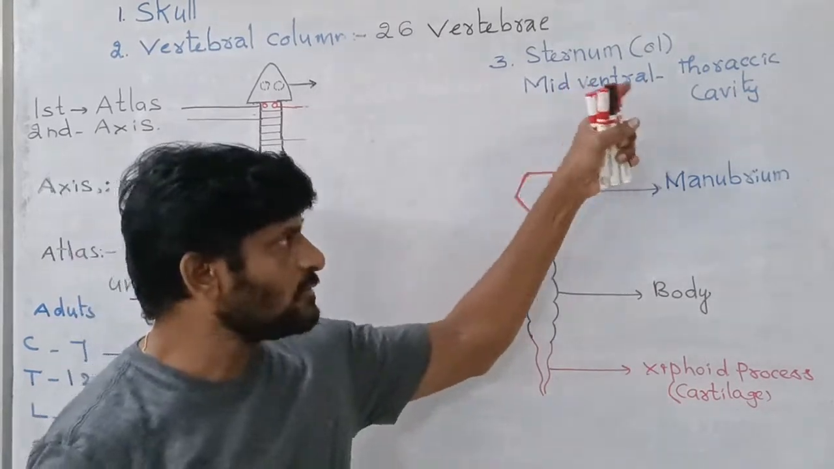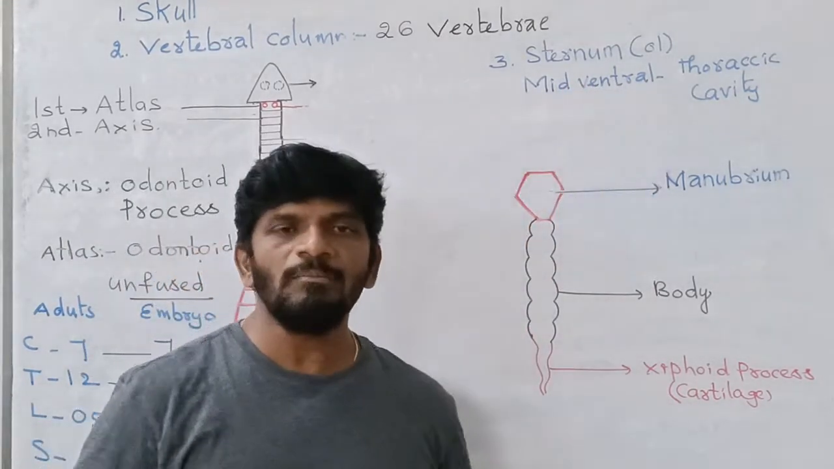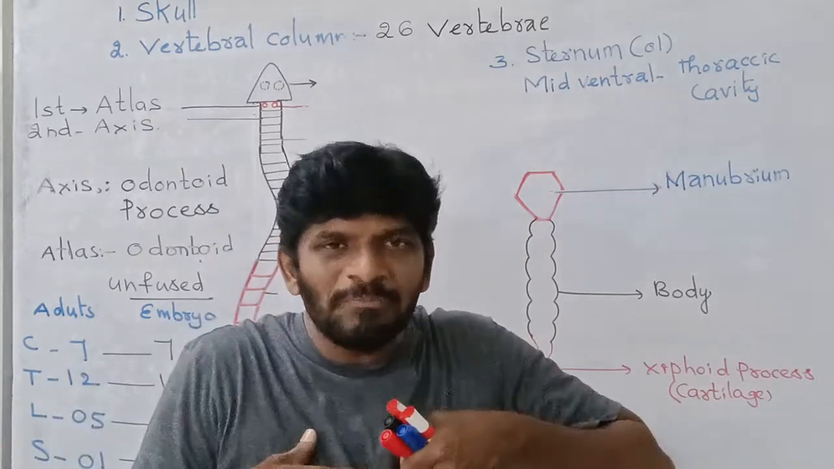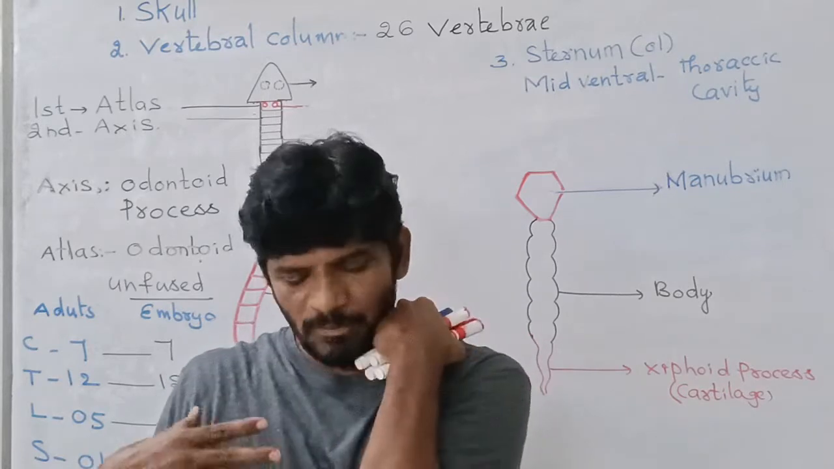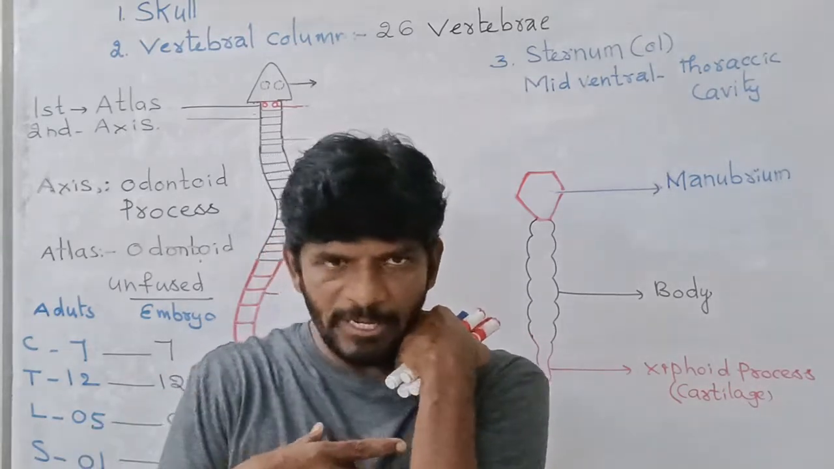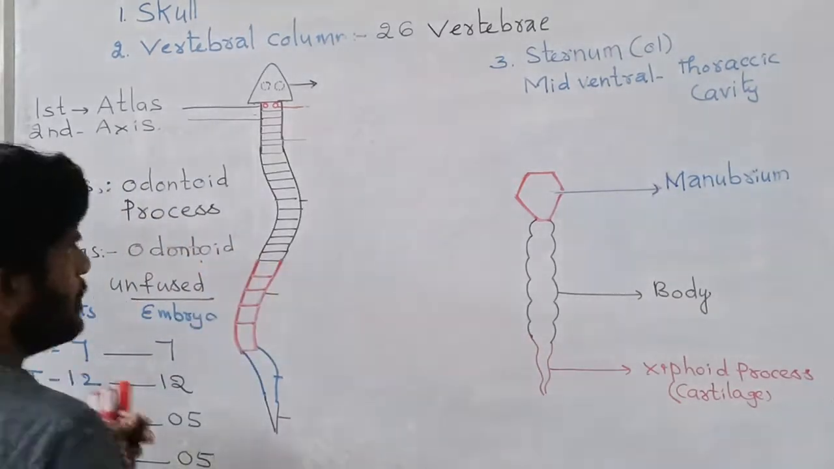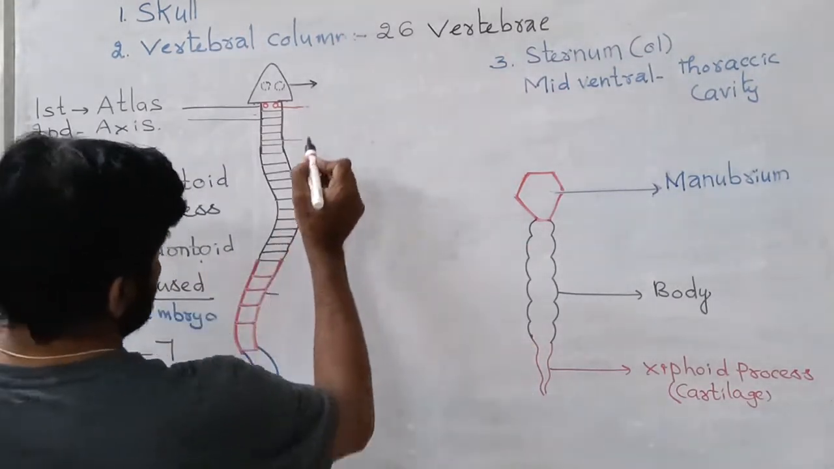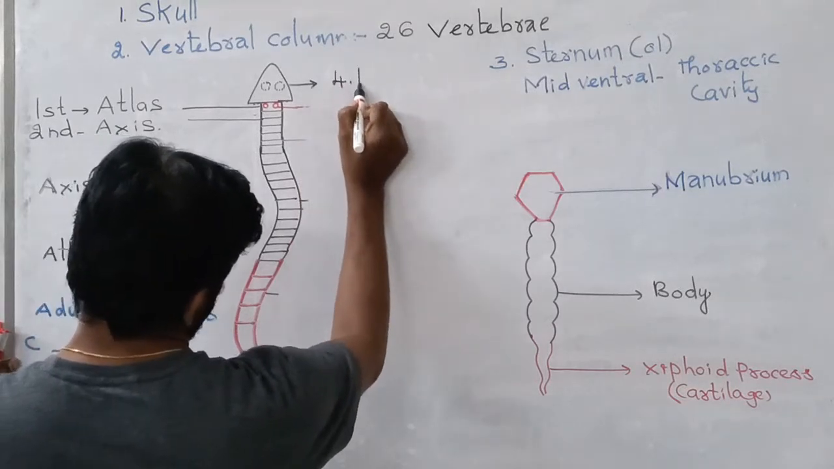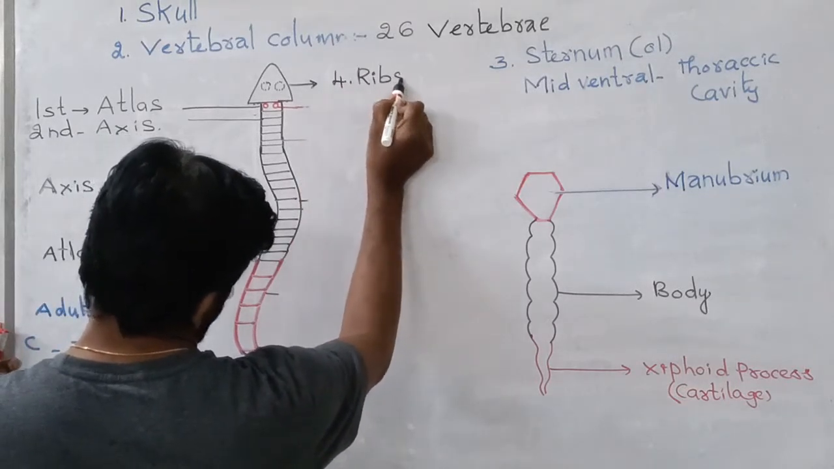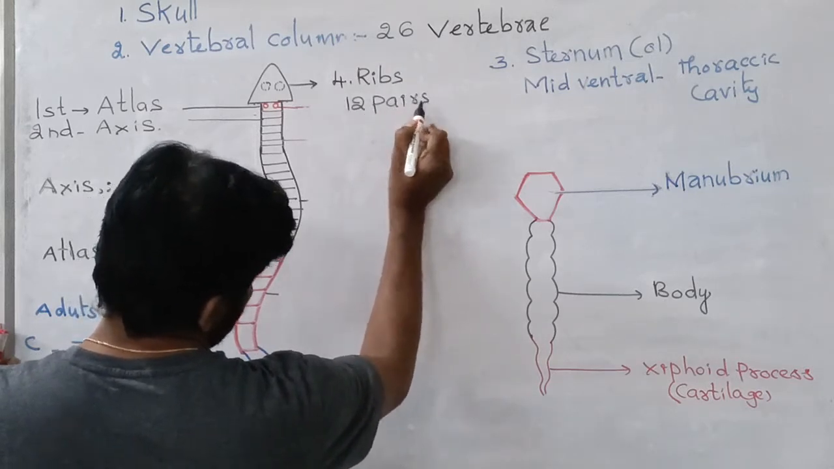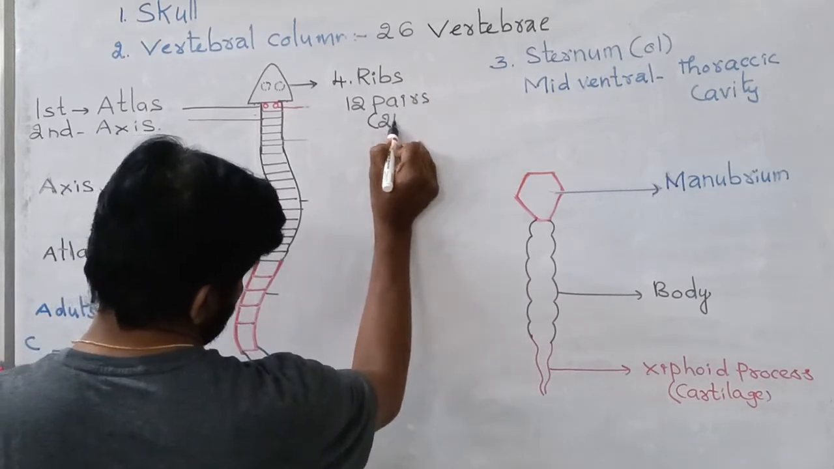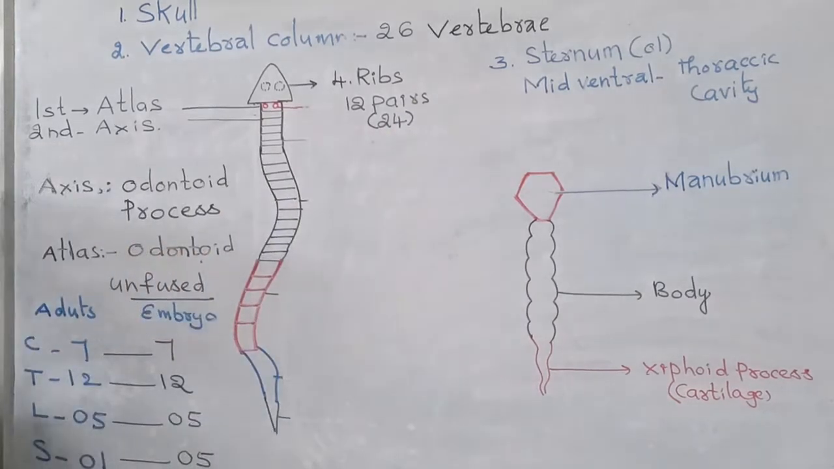Present at the mid-ventral side of the thoracic cavity, the sternum gives a site for the attachment of the ribs. On the ventral side, this is the sternum bone, and ribs are articulating with the sternum. And one more part of the skeleton is the ribs. Totally 12 pairs of ribs are present. 12 pairs is equal to 24. The number of bones in the ribs is 24.